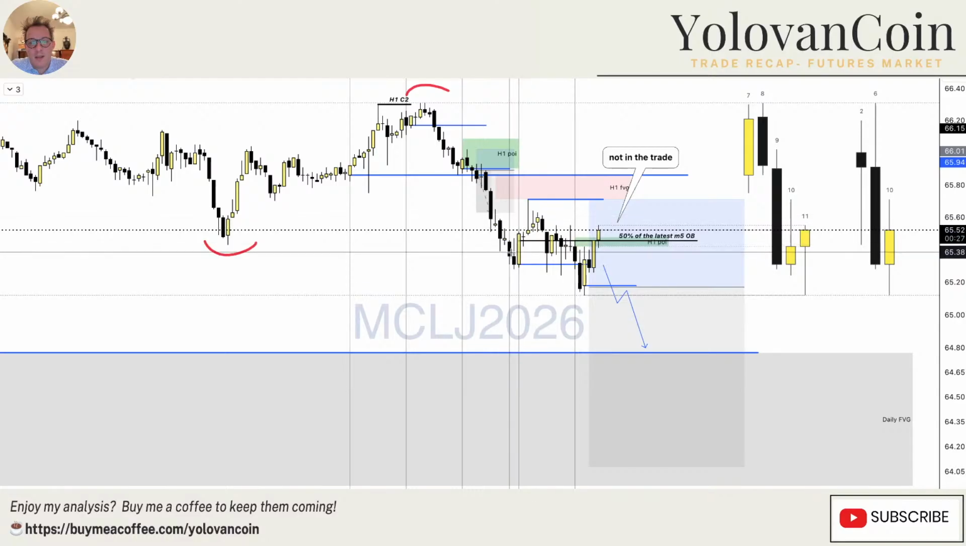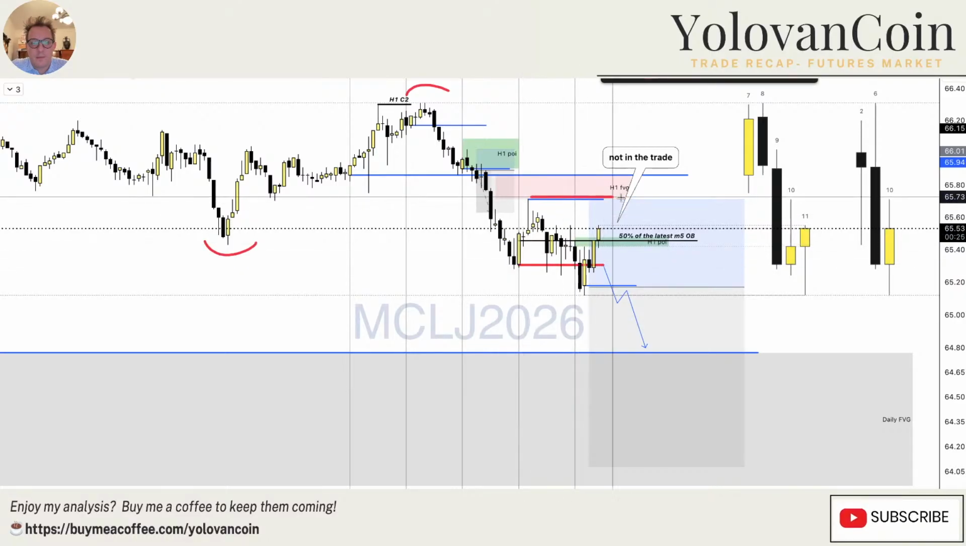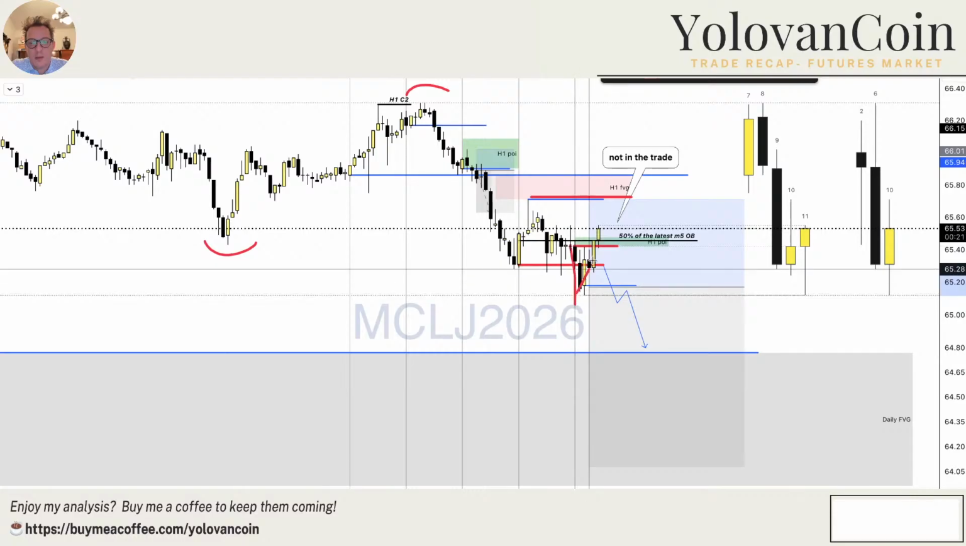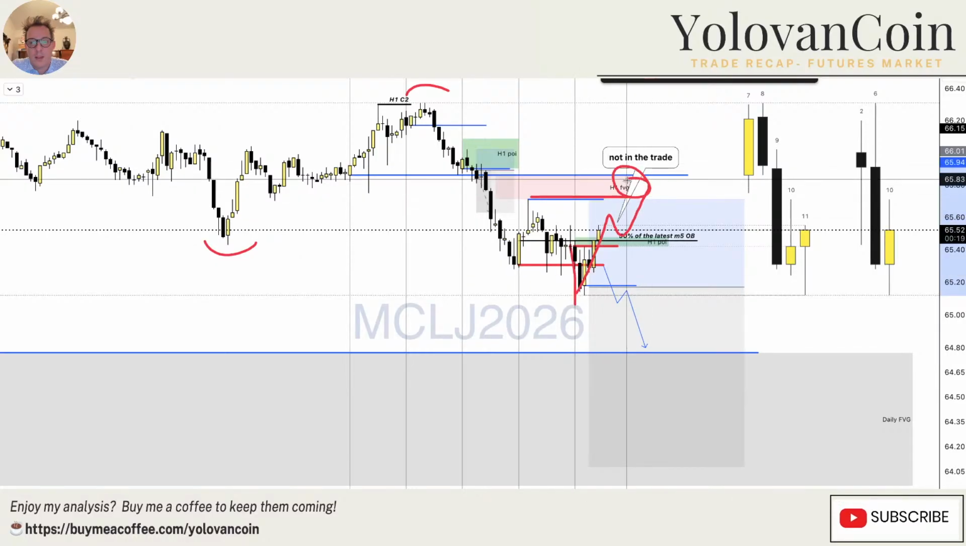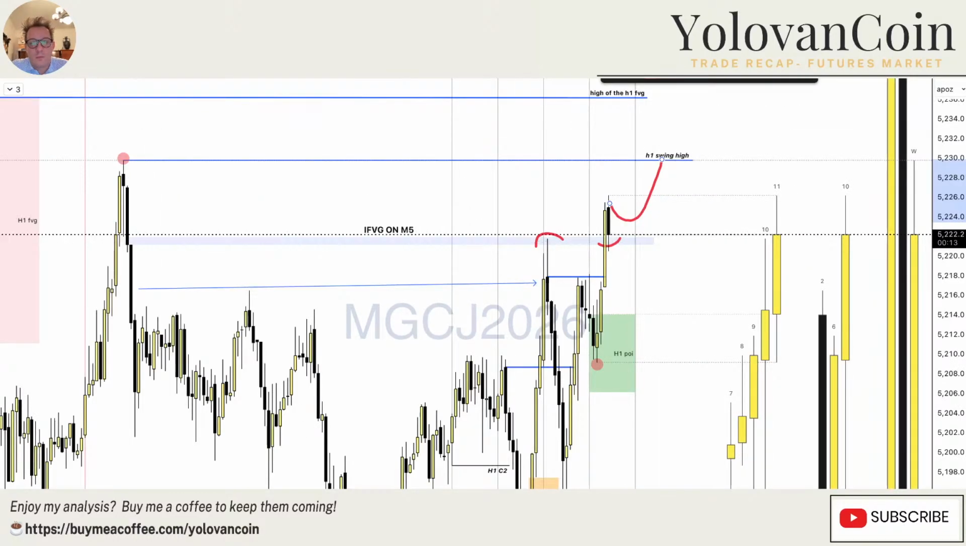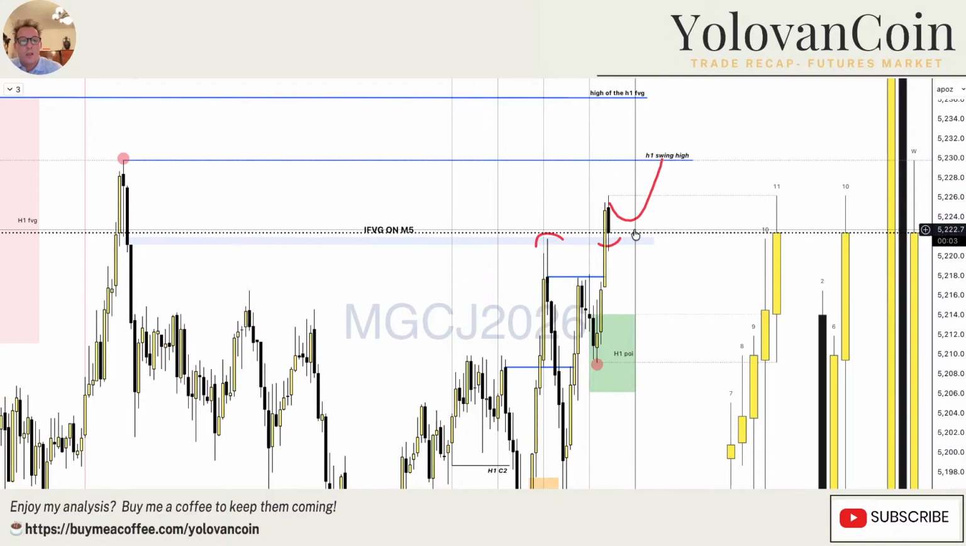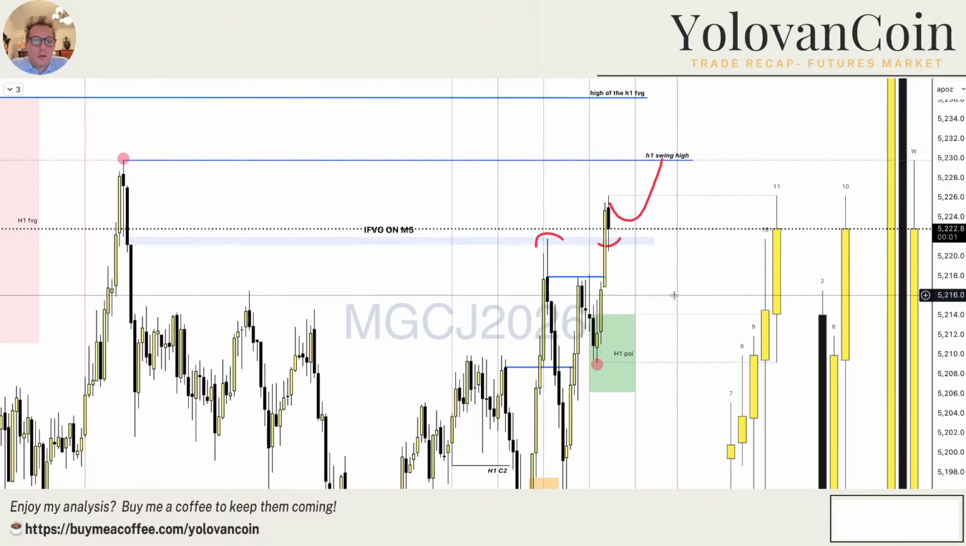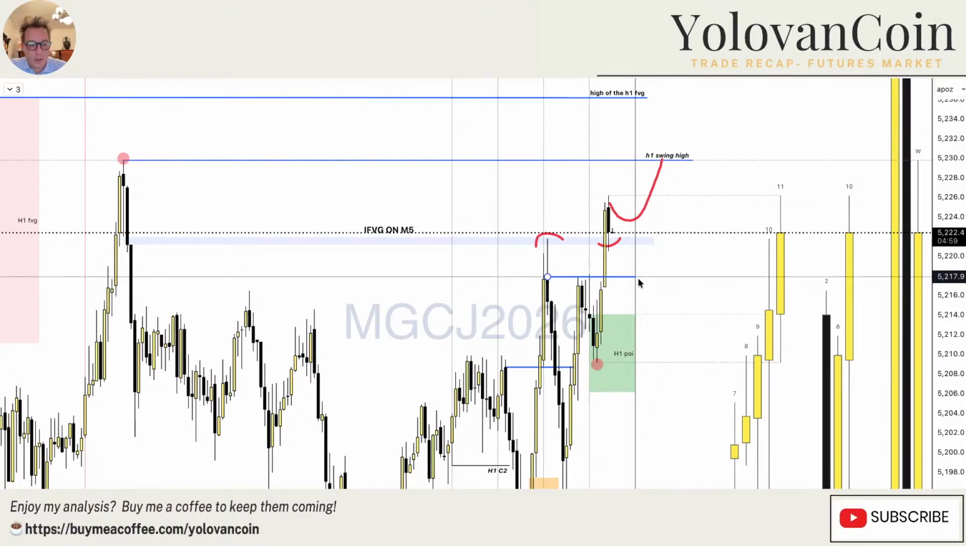Yeah, gold, that was the range, manipulate out of the range. Now it took this low and then maybe it's gonna go back to this fair value gap and then go higher. That's why I'm not in the trade. On the gold, I want to see reaction from this inverse fair value gap, the previous high. So I want to see a quick move, and then we see what's gonna be next.